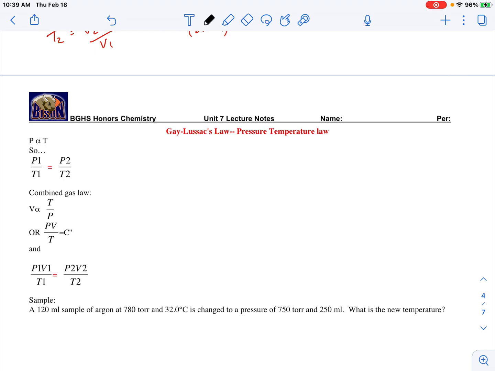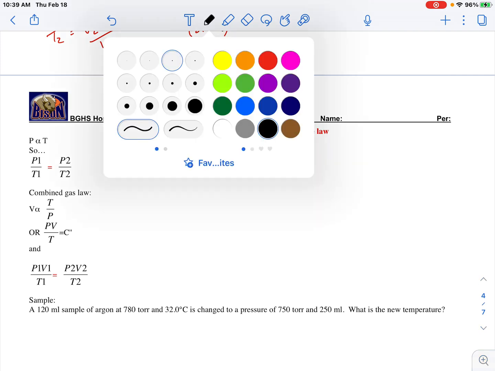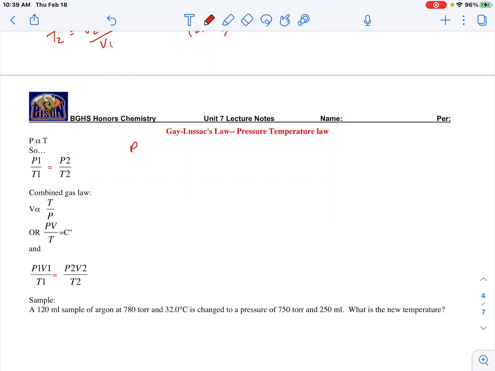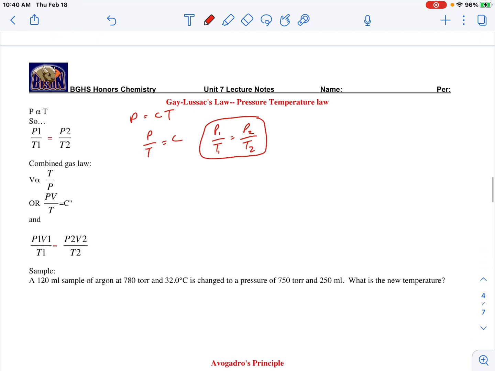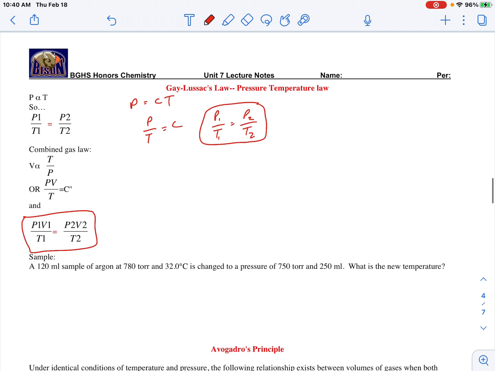Gay-Lussac's law, or the pressure-temperature relationship, is very similar. And so the derivation is going to be basically the same as what we did before. So if pressure is proportional to temperature, then pressure over temperature is equal to a constant, and that means P1 over T1 is equal to P2 over T2. Now, if I'm using this equation, that is assuming the other variables are constant, like volume. So we could go ahead and solve for examples like this, but what you might realize is these relationships are very similar. We can just combine them into one and use what's called the combined gas law.